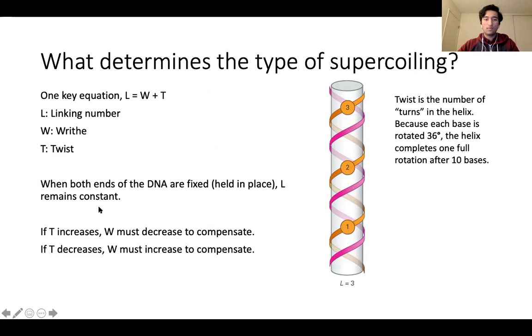And so whenever you have a situation in which your DNA is clamped between two proteins, then if you increase the twist, you need to decrease the writhe, because if you clamp the DNA between two proteins, the linking number is fixed. And that's typically what determines whether you will get positive or negative supercoiling. And I think you'll discuss that more in lecture tomorrow.